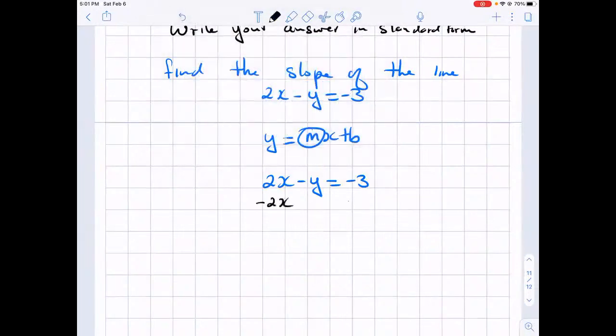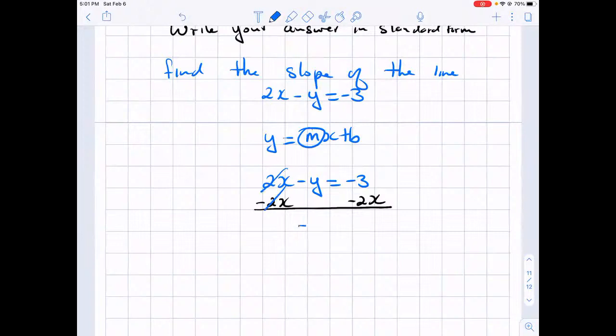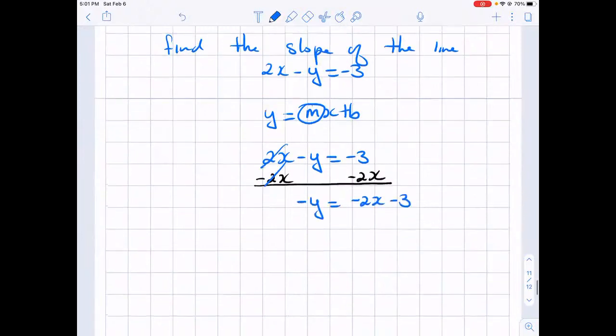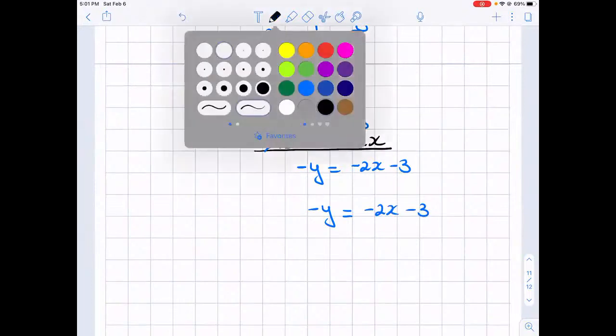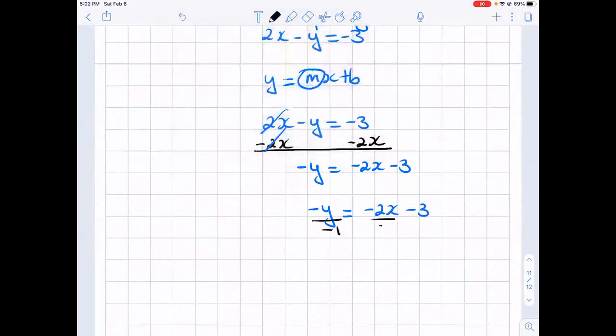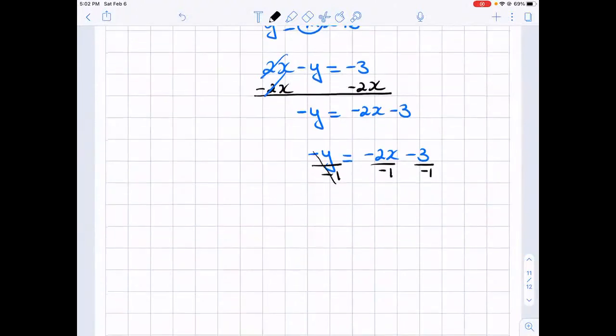So let's take 2x minus y equals negative 3, and let's solve for y. So we'll subtract 2x on both sides. If we do this, this will cancel with this. We have minus y is equal to minus 2x minus 3. And then we'll divide each term by negative 1 to leave y by itself. So this becomes positive 1. So y is equal to, this becomes positive 2, and this becomes positive 3.